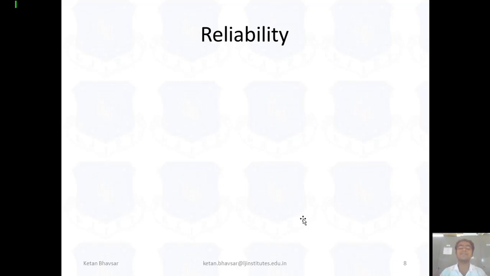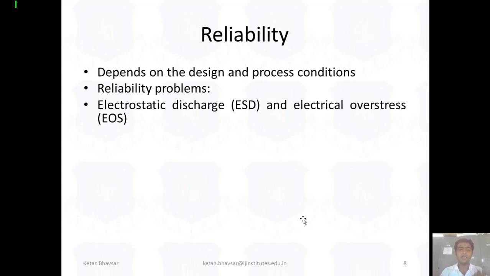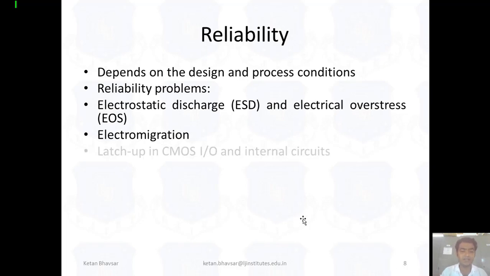Now we move on to the next, the reliability of the chip. First of all, reliability depends on a few processes and conditions. Why do reliability problems generate? It's because of electrostatic discharge and overstress, the main points when we're talking about discharge and overstress. Electromigration means your PN junction will be shorted, and then it does not work properly, so it's migration.